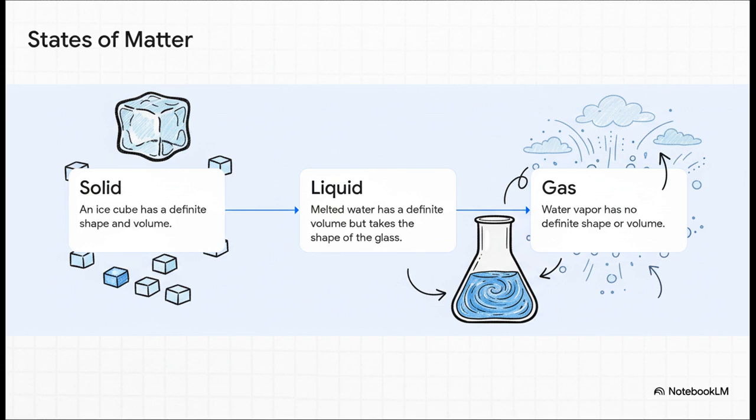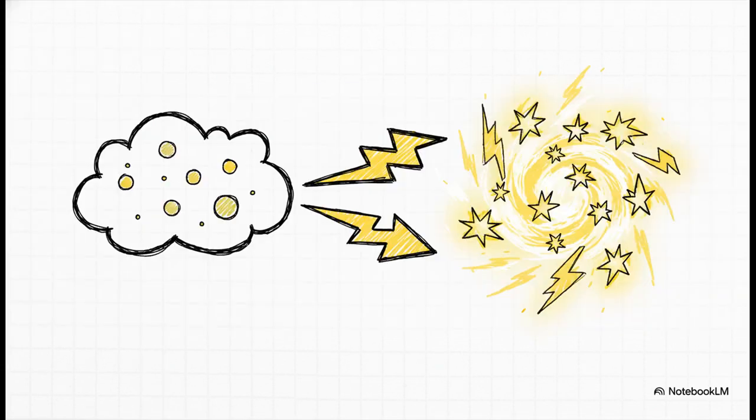Now, it still has a definite volume, but it takes the shape of whatever container it's in, in this case the glass. And finally, you have gas, the water vapor that's invisibly rising off the surface. It has no definite shape or volume, it'll just expand to fill up any space it can. Solid, liquid, gas. Seems like we've covered our bases, right? I mean, that's pretty much everything we deal with day to day.